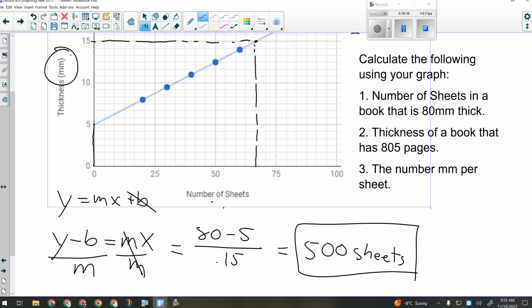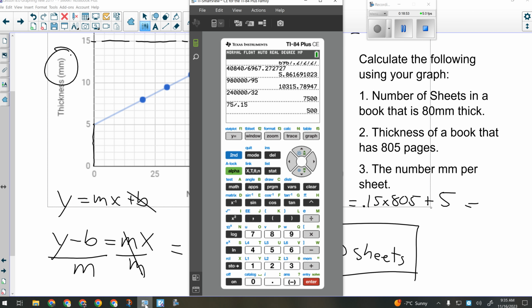Thickness of a book that has 805 pages. What did they just give me now? They gave me x, and they want me to find y. Is that going to be easier? Yes, because the equation's already set up to solve for y. I don't even have to do any algebra. I just have to plug numbers in. So for number 2, y equals 0.15, my slope m, times 805 pages, my x value, plus the thickness of the book with no pages, the y-intercept, and that should give me the thickness of the book. So 0.15 times 805 plus 5.